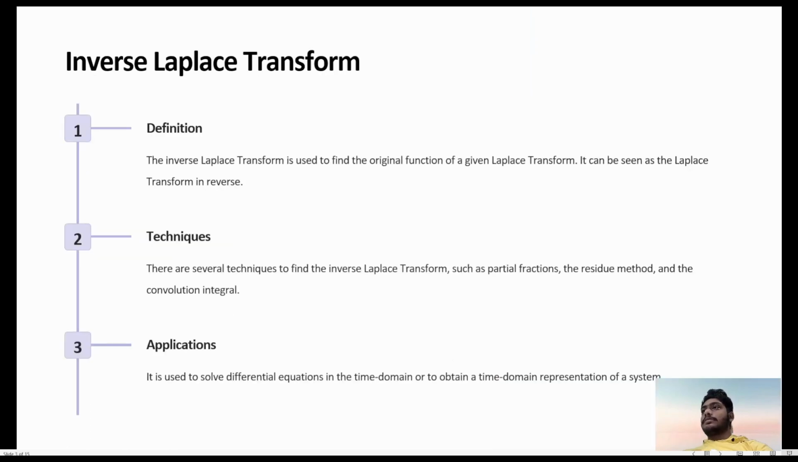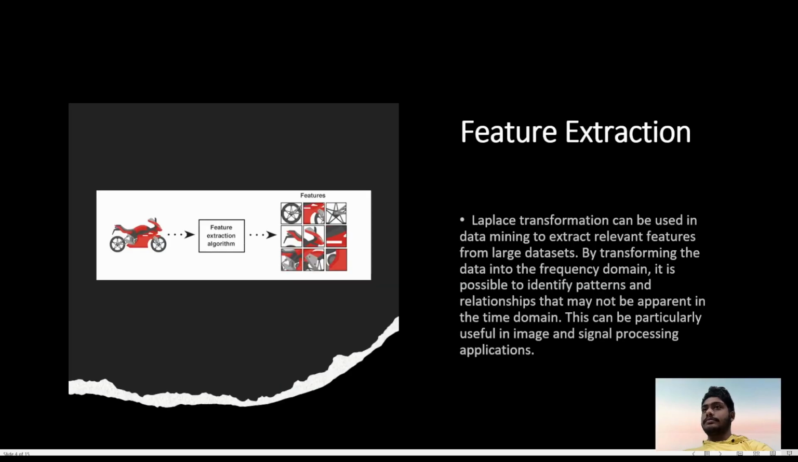Inverse Laplace transform. Its definition: the inverse Laplace transform is used to find the original function of a given Laplace transform. It can be seen as a Laplace transform in reverse. Its techniques include: there are several techniques to find the Laplace transform and its inverse, such as partial fractions, the residue method, and the convolution integral. Its application: it is used to solve differential equations in the time domain or to obtain the time domain representation of the system.